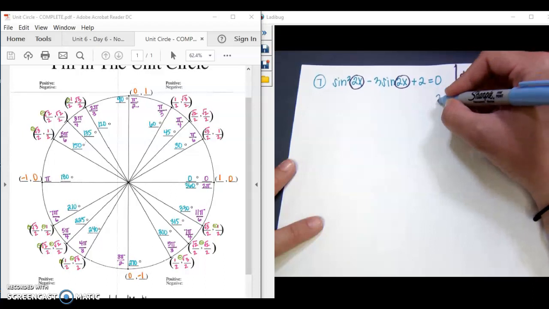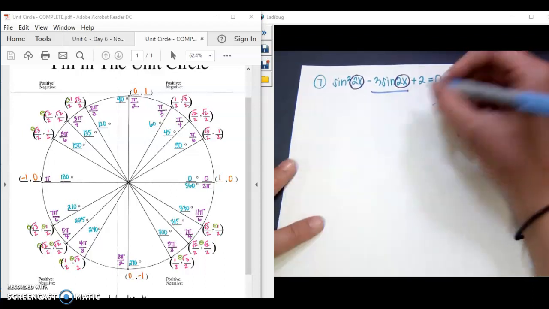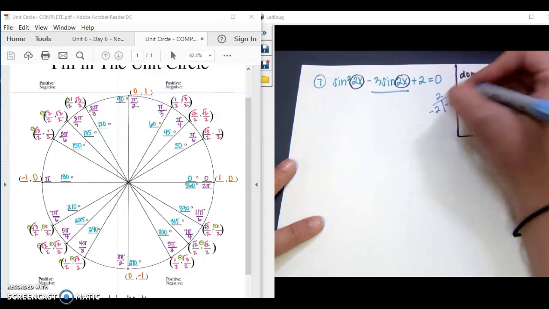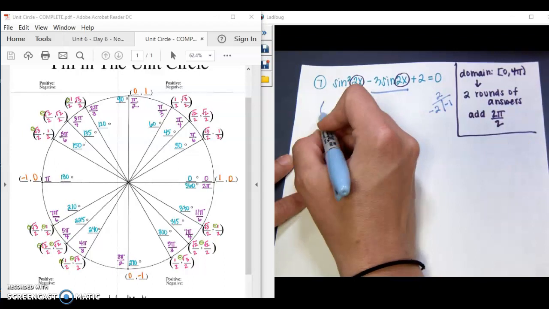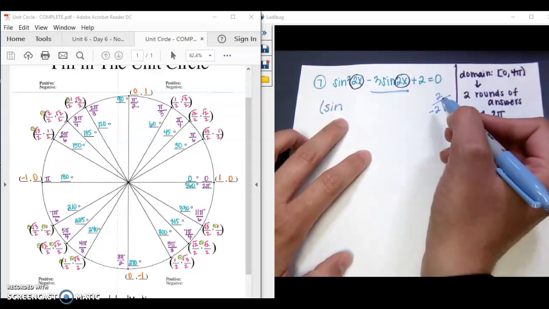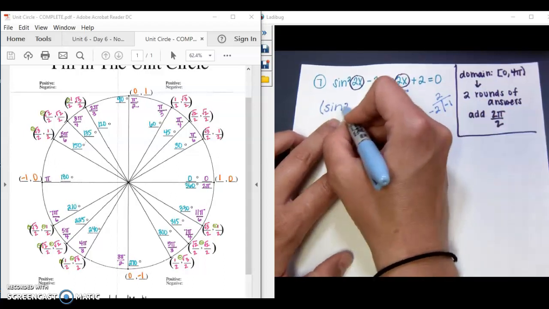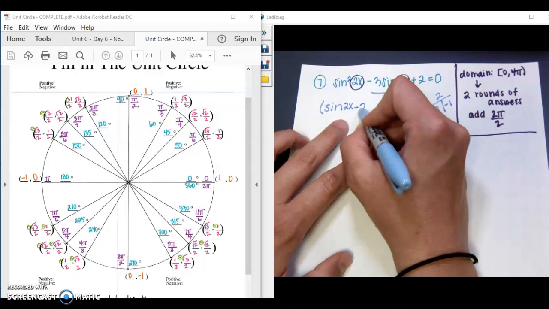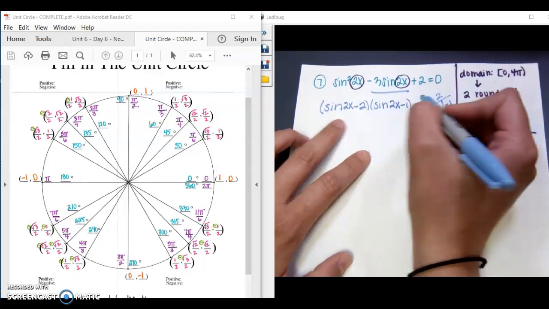So we're trying to find numbers that multiply to give you 2 and add to give you negative 3. So negative 2, negative 1. Only thing is, if you're doing easy factoring, it's not just going to be sine x minus 2 and sine x minus 1. You got to make sure you include that 2x. So sine 2x minus 2 and sine 2x minus 1. Those are your two factors.